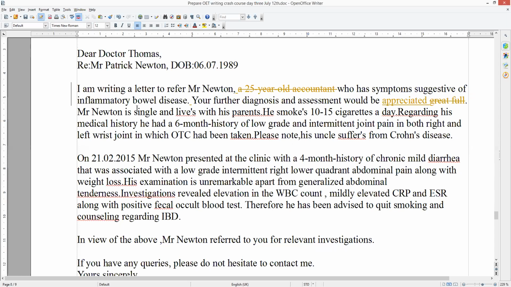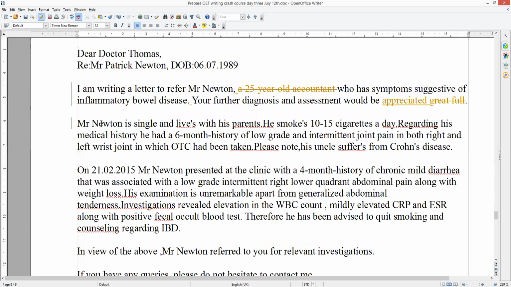Okay, so you need something regarding his medical history. Mr. Newton is single, lives with his parents. Who cares? He smokes 10 to 15 cigarettes a day. Again, who cares? Unless you're going to make something out of this, don't include it. It's pointless. Unless you're going to actually draw some connection, it's kind of pointless.